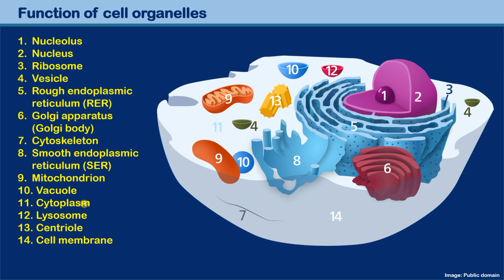Number 11, cytoplasm. 11 is the cytoplasm. The cytoplasm is the liquid contents of the cell. And if you write this down as a function, then it is wrong.